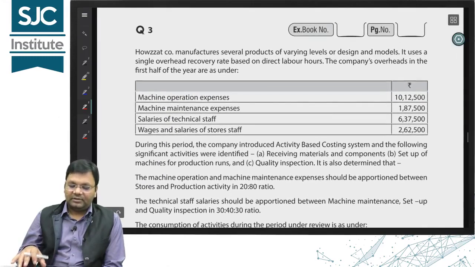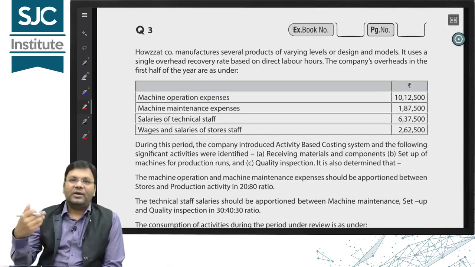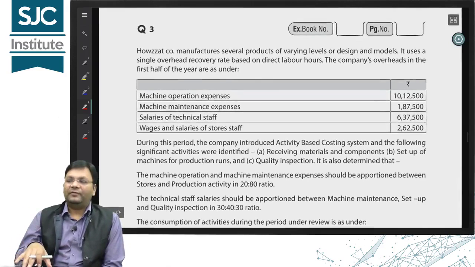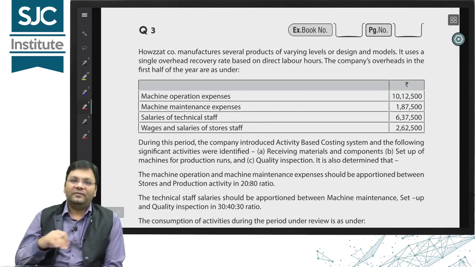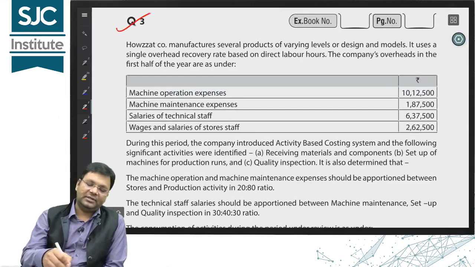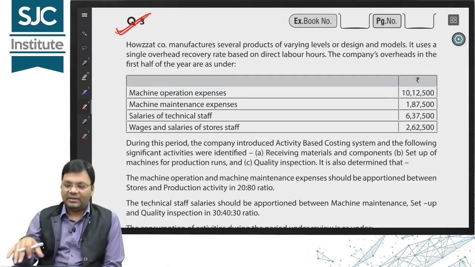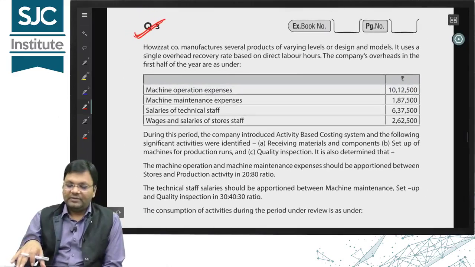I'm coming to question 3. As I said, I will do this question with you. This question is going to clarify how you have to solve a full-fledged question. This will actually clarify the full concept of activity-based costing. You can say it is one master question, whereby we will get to know all the intricacies of activity-based costing in one shot. So we'll solve this question.